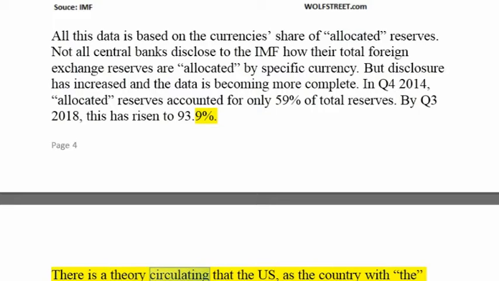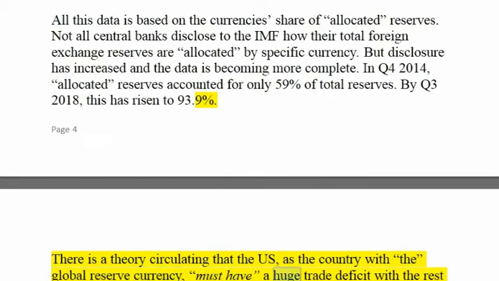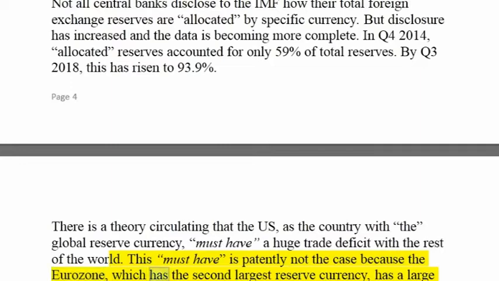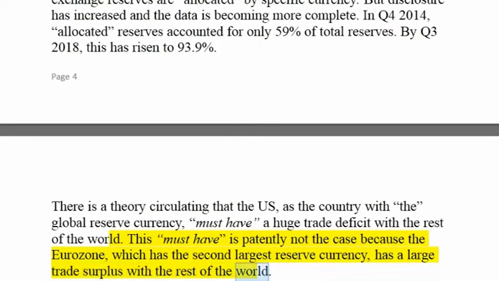There is a theory circulating that the US, as the country with the global reserve currency, must have a huge trade deficit with the rest of the world. This must-have is patently not the case because the Eurozone, which has the second largest reserve currency, has a large trade surplus with the rest of the world.